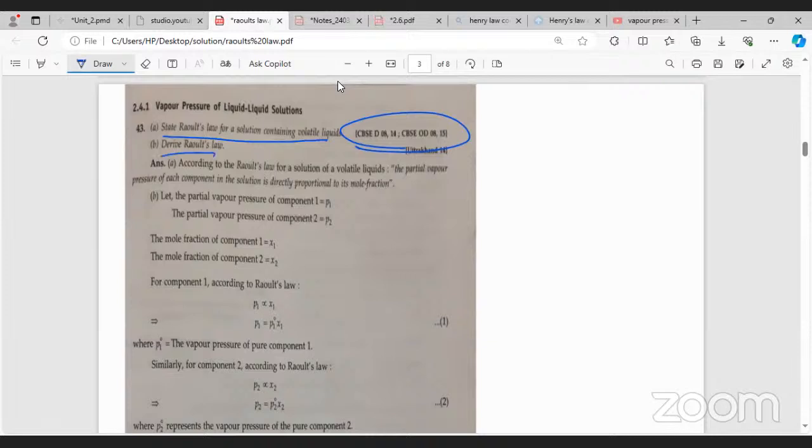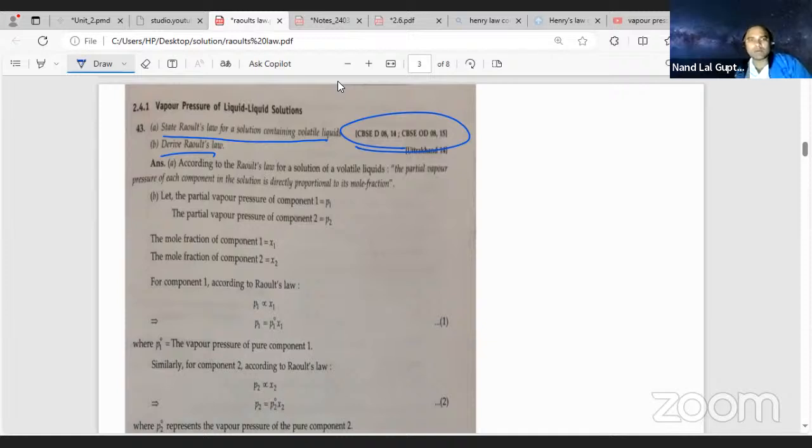Sir, I saw that you sent me the syllabus of chemistry for NEET. The same way, can you send the physics and biology also if you have them? Okay, I will download it and I will send.